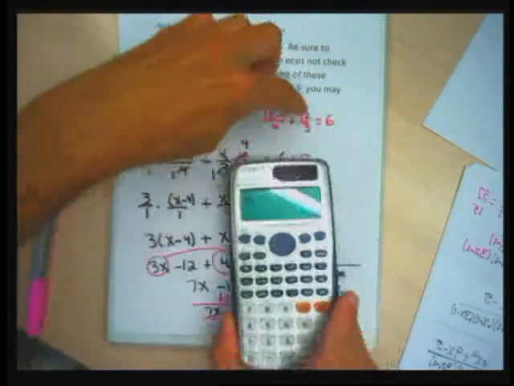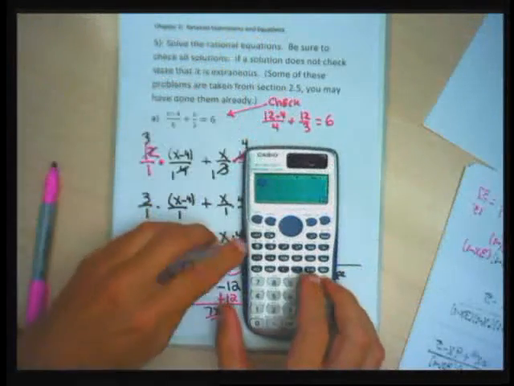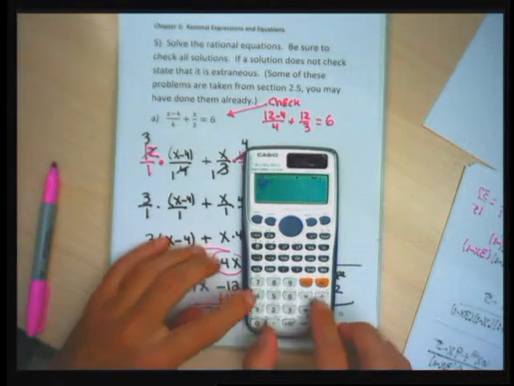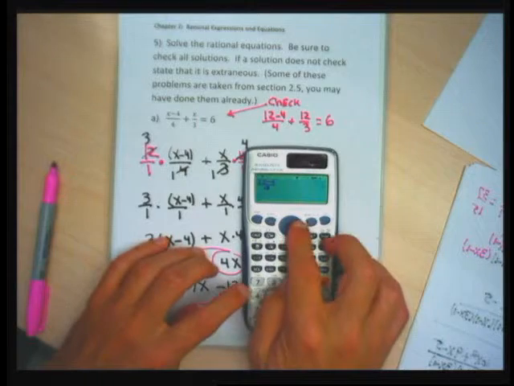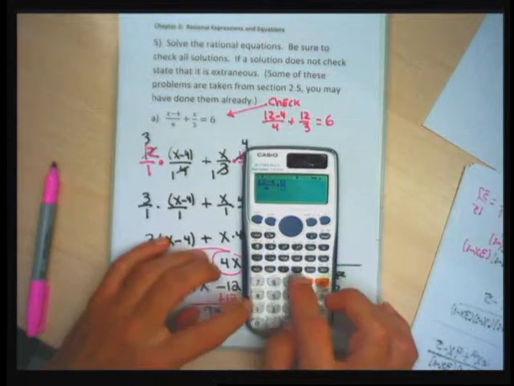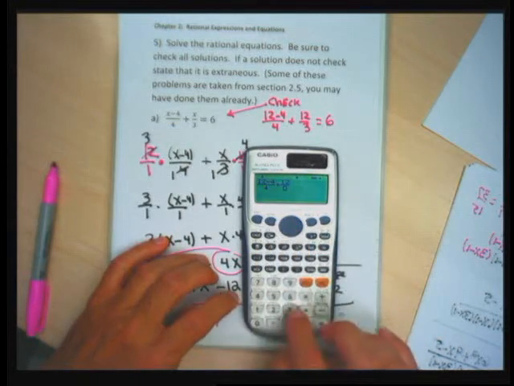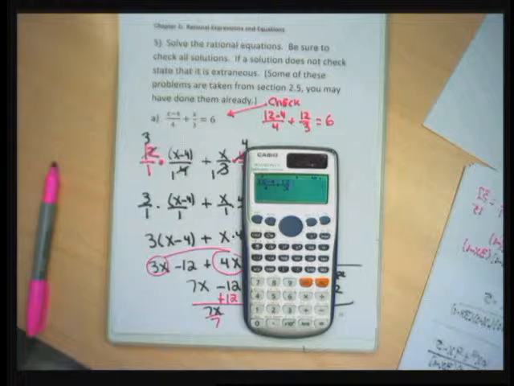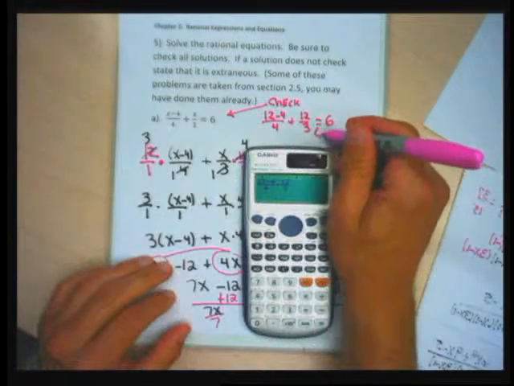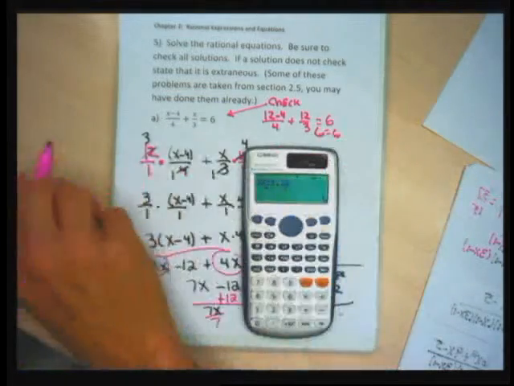So the left-hand side is the side I need to work on. I'm going to go 12 minus 4 over 4 plus fraction 12 over 3. If I get 6 when I hit enter, then my answer is right. If I get something other than 6, my answer is wrong. I have to find my error. And I get 6, so my answer is correct, and I am done with that part of number 5.